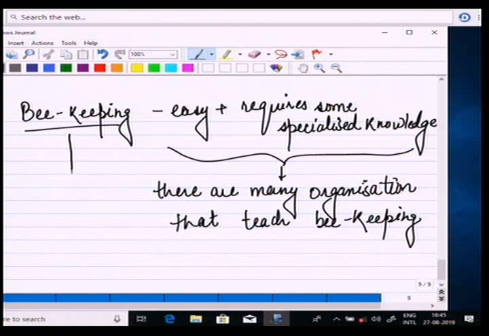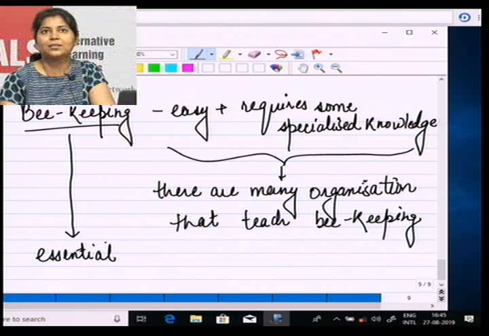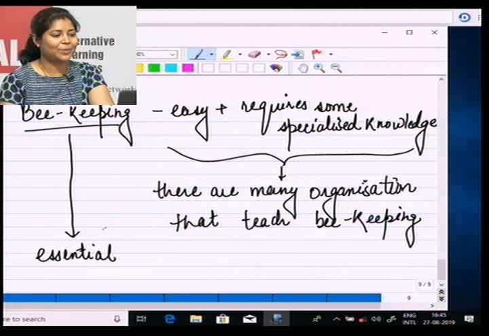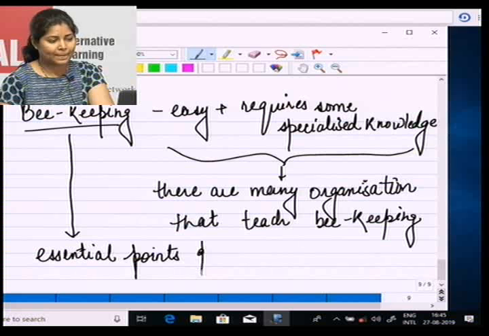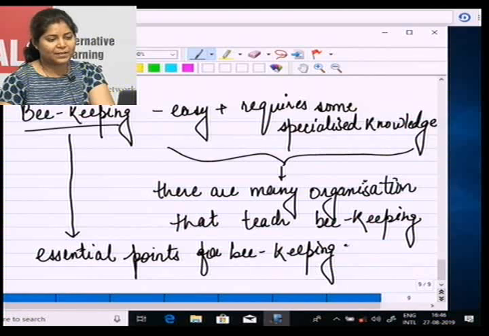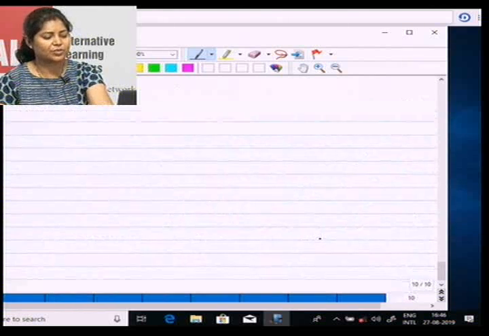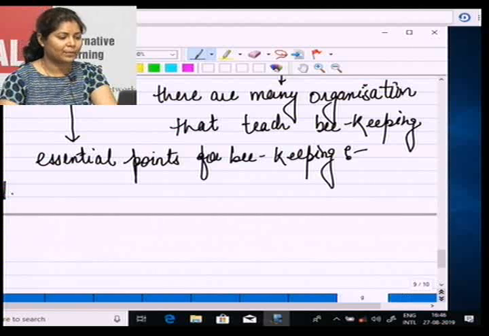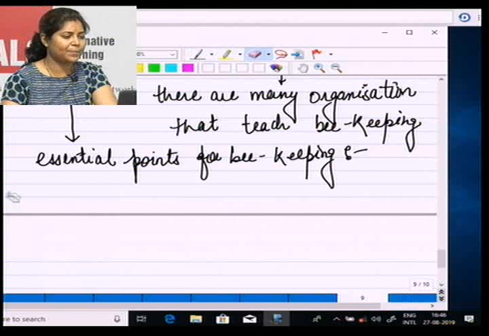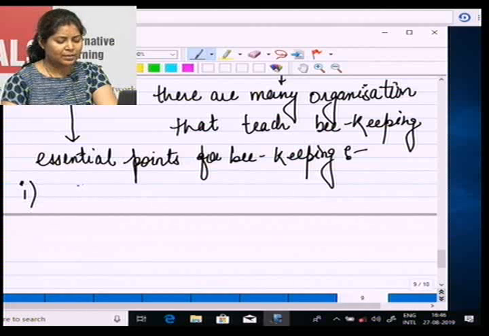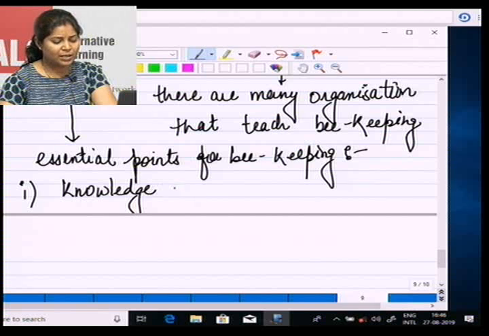Okay, so let's talk about the essential points, just to escape its sting in case it can sting us. Okay, you can be double your size. So essential points for beekeeping. Let's talk about the first essential point quickly. Just let me know if you miss out on something, you're not copying, just let me know about it, please. First thing is I need to know the nature of the bee.